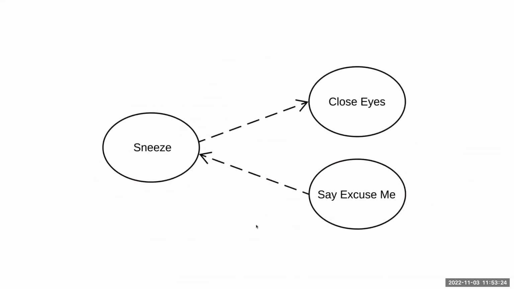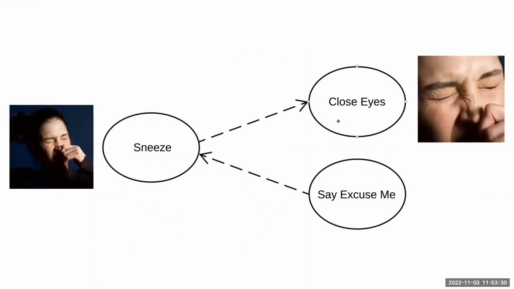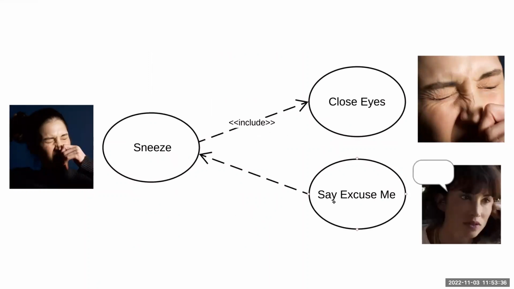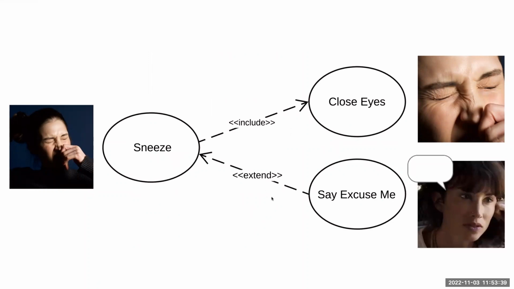Hopefully, this thoroughly explains the difference between include and extend relationships. But just in case, here's a very basic example to help differentiate between the two. If you sneeze, you will close your eyes. That's an included relationship because it's going to happen every time. Additionally, if you sneeze, you might say excuse me. That's an extended relationship because it supplements the sneeze, but isn't completely necessary in the sneezing process.